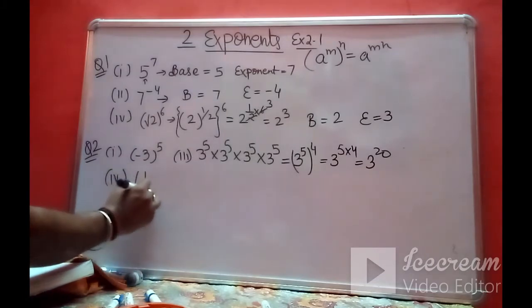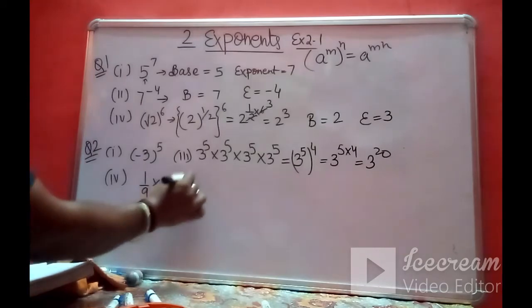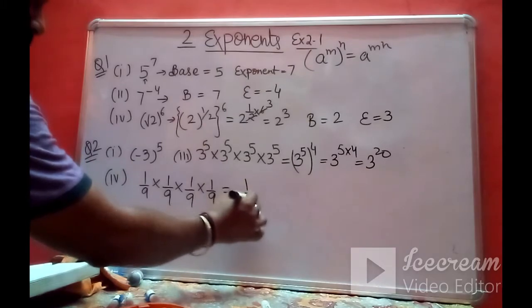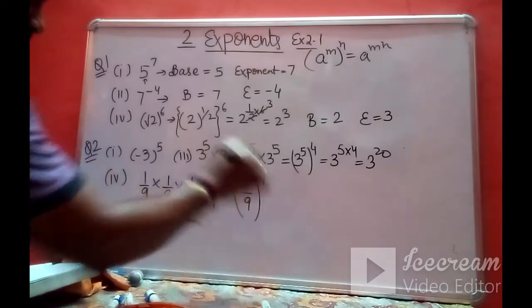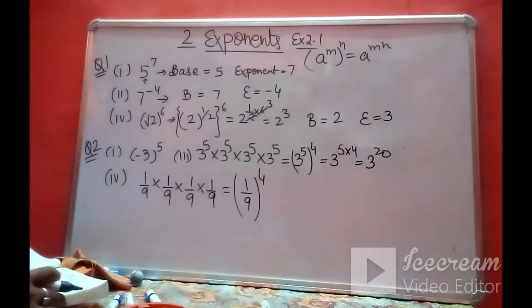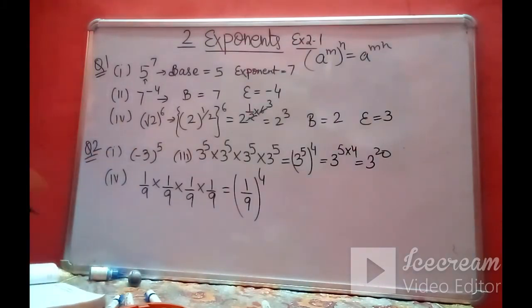Okay, so 1 upon 9, 1 upon 9, 1 upon 9. So this is 1 upon 9 to the power 4. Even if it is written in terms of fractions, you have to write it like this. Then in question number 2, we have to express the following in exponential form. So let's see question number 2 then.